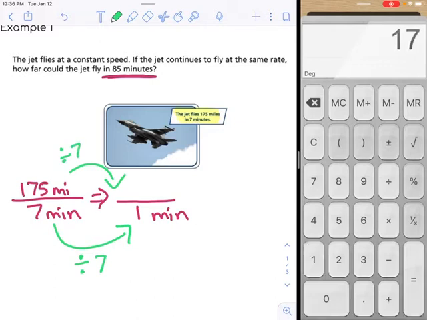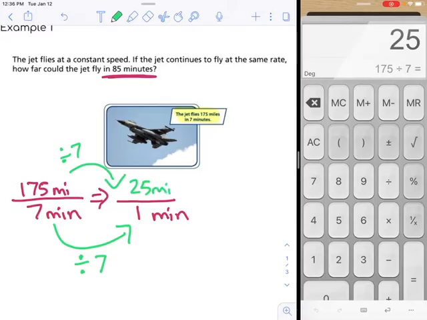And remember, you can use your calculator. So we're going to do 175 divided by 7. That gets me 25 miles. So my unit rate here is 25 miles per minute. So now that I know how fast the jet goes in just 1 minute, now I can calculate how far it's going to go in 85 minutes.